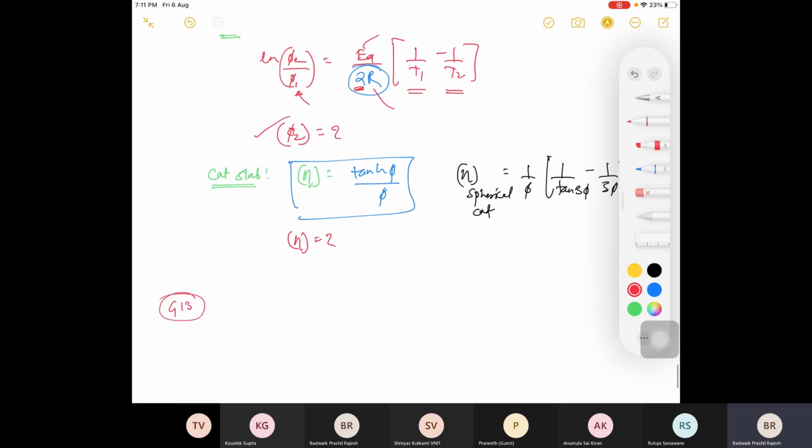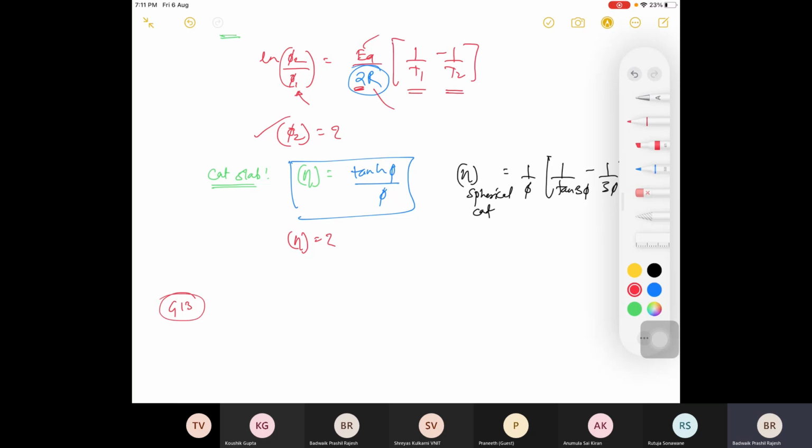GATE 2013. Question 98 it is written. I'm writing the question. You solve that. Then we'll move on to this.